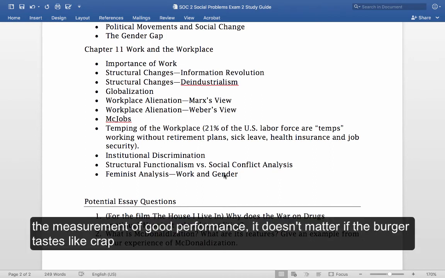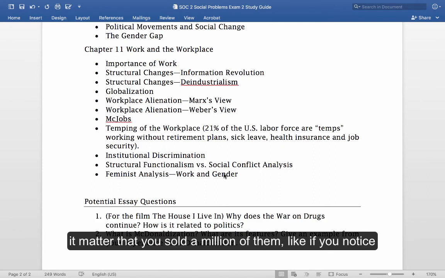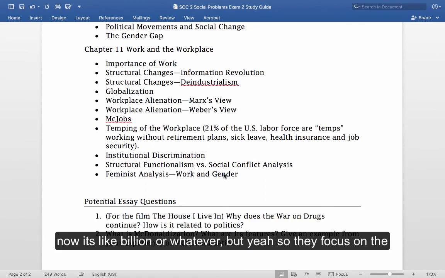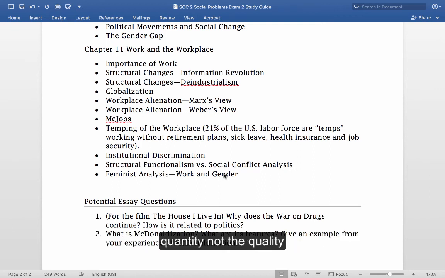It doesn't matter if the burger tastes like crap. It matters that you sold 1 million of them. Like if you notice on the McDonald's arches, they always said over how many millions sold. I mean now it's like billion or whatever. But yeah, so they focus on the quantity, not the quality.